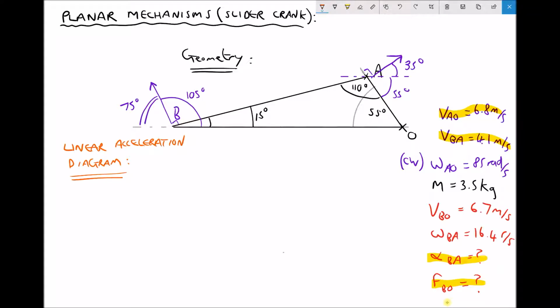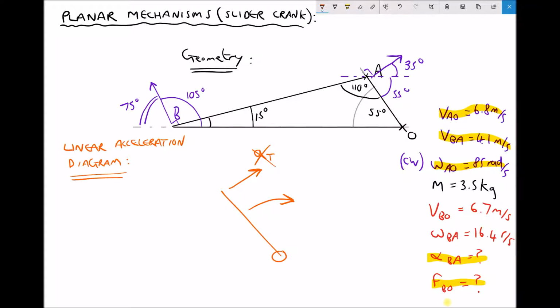Now, when a component rotates, there's the opportunity to have two different types of acceleration. So if this crank here is rotating, then we can have two different linear accelerations. The first linear acceleration would occur if the angular velocity of the crank was changing, in which case we would have what's called a tangential linear acceleration. Now, we know from our initial conditions that the angular velocity of our crank is remaining constant at 85 radians per second. Therefore, we aren't going to have any angular acceleration because the velocity is constant.